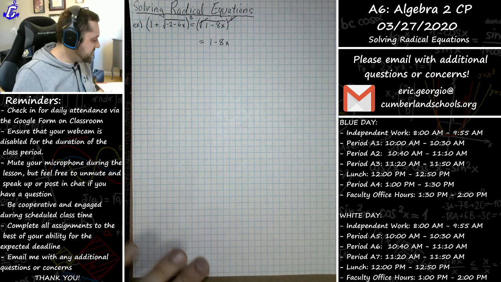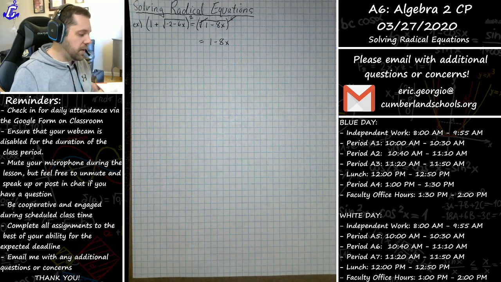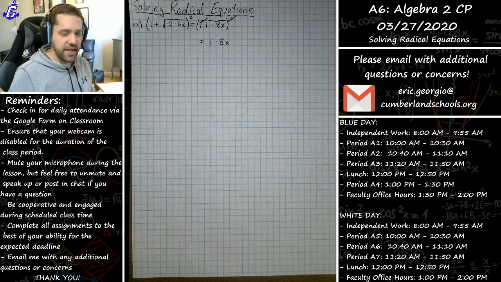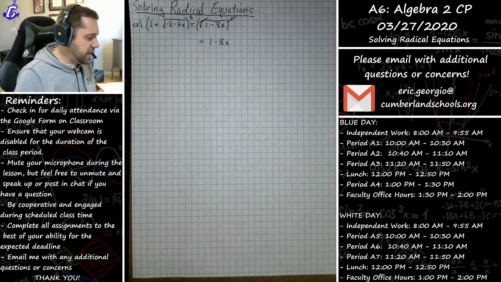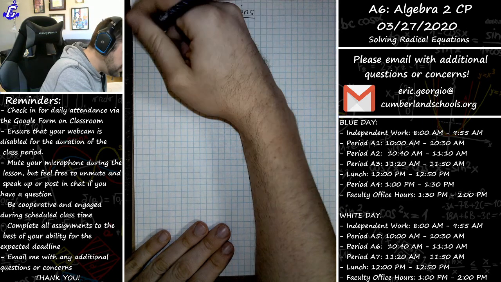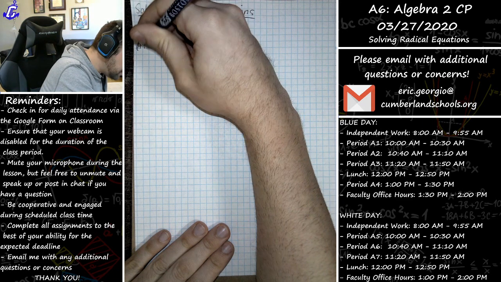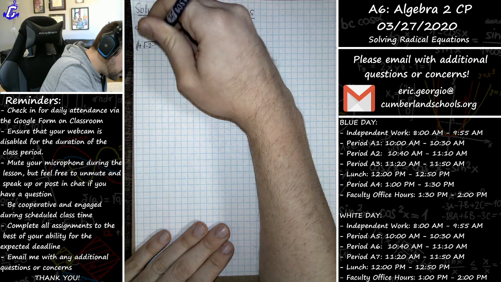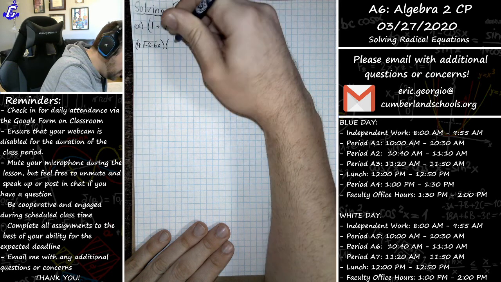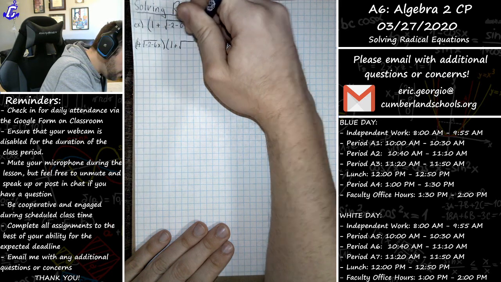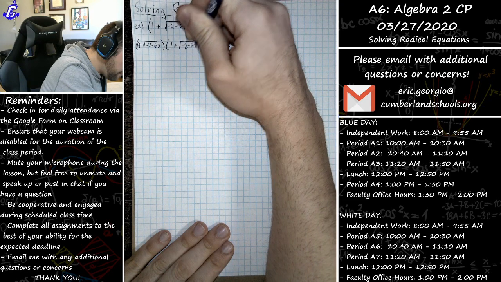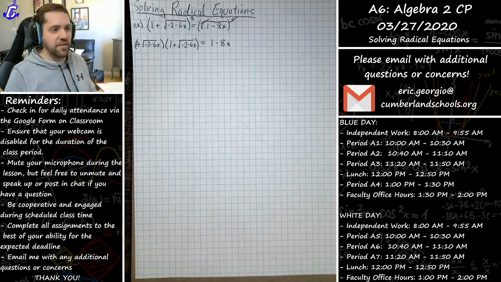However, on the left side, I have 1 plus the square root of -2 minus 6x, squared. What does it mean to square something? It means to multiply it by itself. So I need to do 1 plus the square root of -2 minus 6x times itself, because that's exactly what it means to square something.